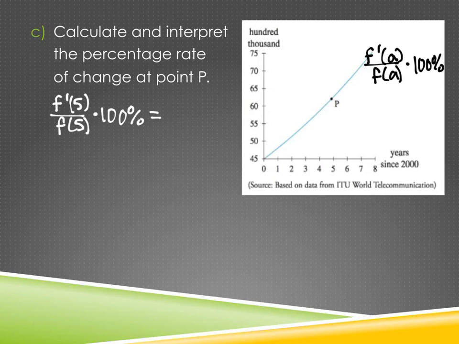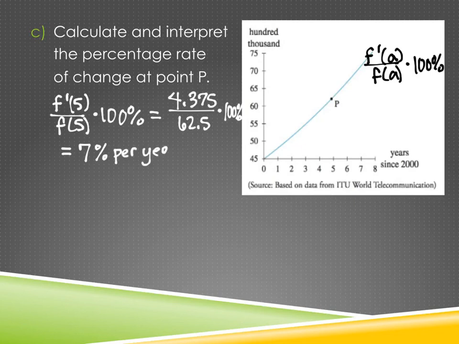So F prime of 5 was 4.375, is that right? Okay, good. What was F of 5? That was my 62.5. And then we need to do times 100. What will we get? 7. Even? Exactly? Wow. 7 what? And it's actually percent per year.